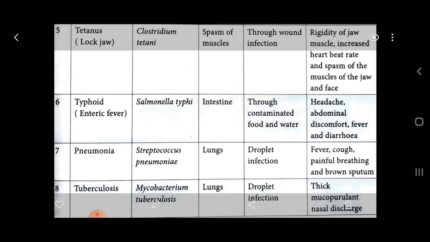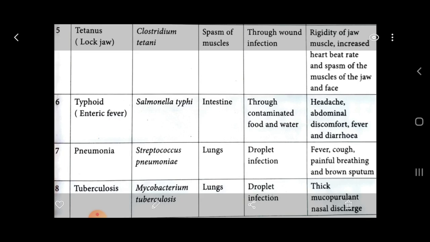Typhoid is also called enteric fever. It is caused by Salmonella typhi. The area of infection is the intestine. The mode of infection is through contaminated food and water. So all the intestinal diseases are through contamination of food and water. You all know this well, right? The common symptoms are headache, abdominal discomfort, fever and diarrhea.